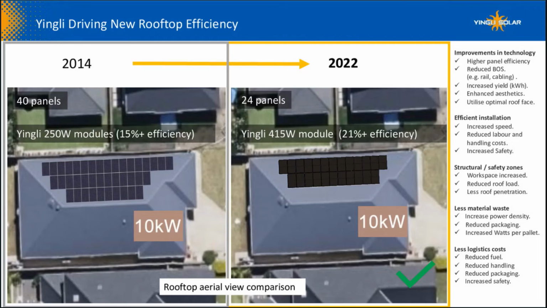More available roof workspace around the perimeter of the rooftop solar system supports a cleaner and safer working environment for the installer. Also, having fewer panels on the roof reduces the overall weight of the solar system, meaning less stress on the roof structure itself.